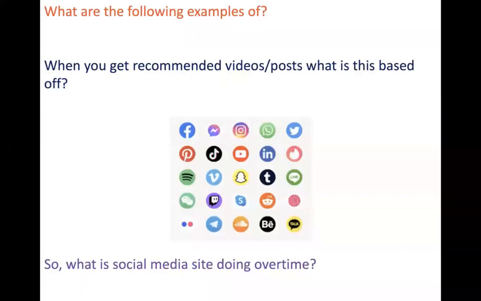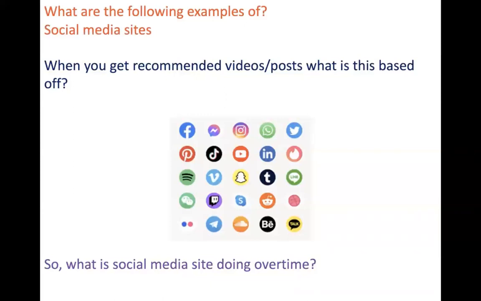Okay, what are the following examples of? What is all of these? These are examples of, I'll let you guess. So WhatsApp, Instagram, all of these are examples of, you've guessed it, social media. When you get recommended video posts, what is this based on? So just think about it.